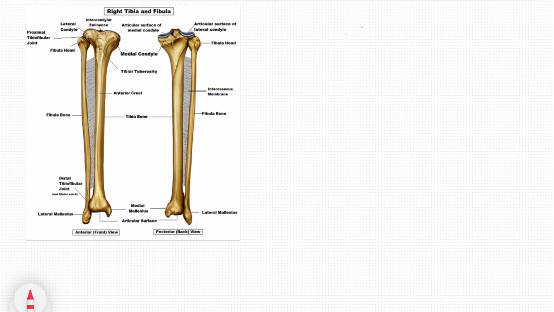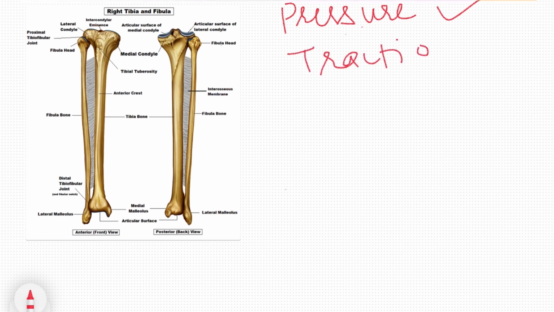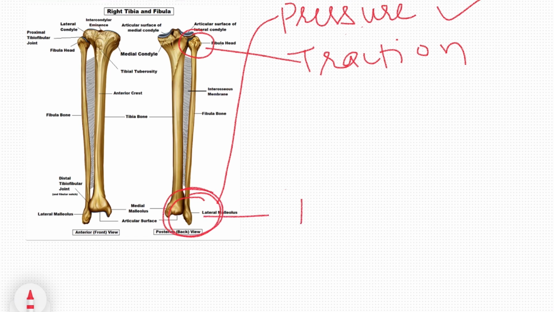Now how? As per the law of ossification, the ossification center for the pressure epiphysis appears earlier than the traction epiphysis. In the fibula, the upper end is the example of traction epiphysis, and the lower end is the example of pressure epiphysis. So as per this law, the center of ossification appears at the lower end earlier than the upper end.